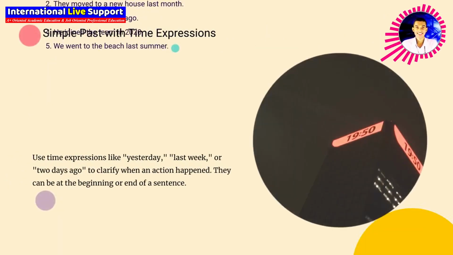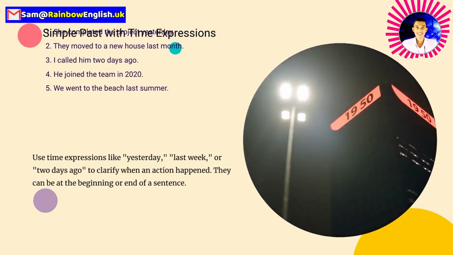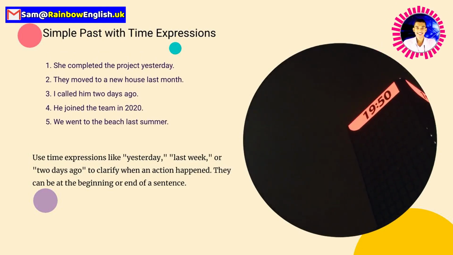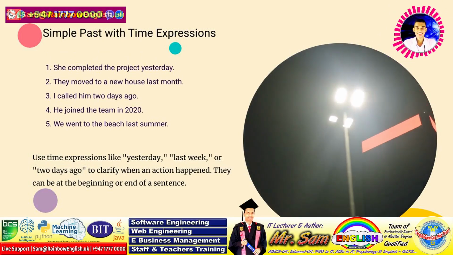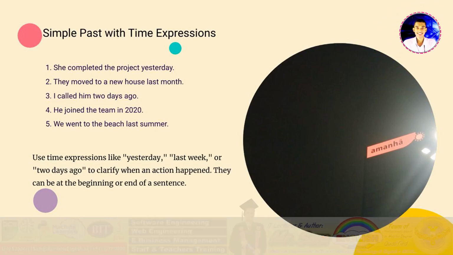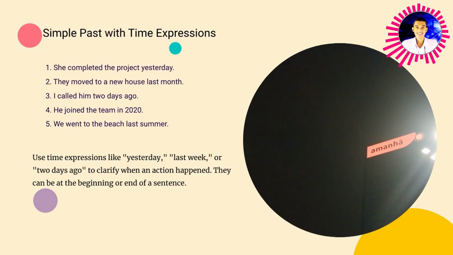Using time expressions with the simple past tense helps clarify when an action happened. Common time expressions include yesterday, last week, last month, 2 days ago, and in 2020. These expressions are usually placed at the beginning or end of the sentence. For instance, I visited my grandparents last weekend, or last weekend, I visited my grandparents. Time expressions provide context and make your sentences more precise.